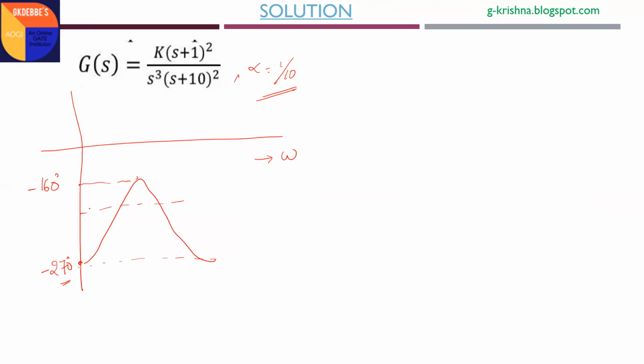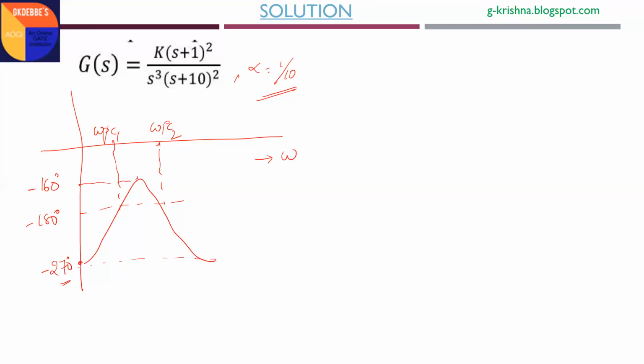And definitely this phase plot will cut minus 180 degrees at 2 frequencies, that is omega PC1 and omega PC2. These omega PC1 and omega PC2 are nothing but the oscillating frequencies, where the root locus plot will cut the j omega axis at plus or minus j omega PC1 and plus or minus j omega PC2. We explained all this data in the last classes in the root locus topic. You can refer to that if you have not seen the video.